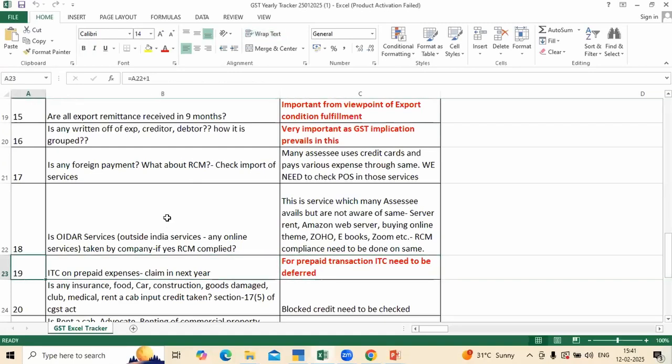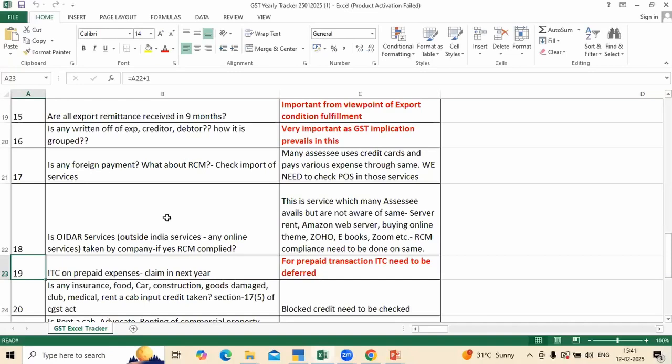Okay, point number 19, ITC on prepaid expense. So many a time what happens, certain expenses are done in the month of March, but the benefit of those expenses will be enjoyed in the coming year. Like you are paying for the lease line for the entire year in the month of March, and the major part of the expense of that lease line pertains to the year 25-26. In that case, the proportionate ITC should also be claimed in the next year, because what the law says is that the ITC should be enjoyed in the month when the relevant expense of that ITC is done.